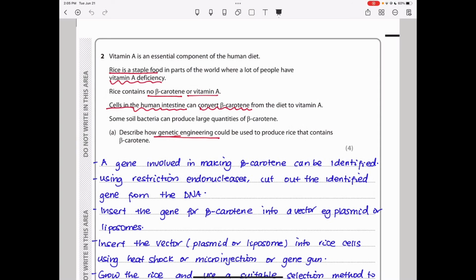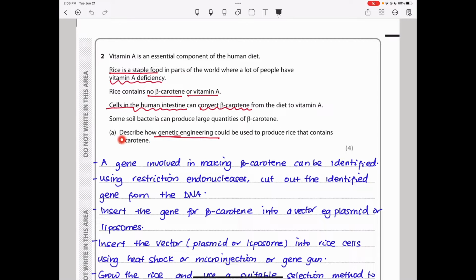Question 2. Vitamin A is an essential component of the human diet. Rice is a staple food in parts of the world where a lot of people have vitamin A deficiency. Rice contains no beta-carotene or vitamin A. Cells in the human intestine can convert beta-carotene from the diet to vitamin A. Some soil bacteria can produce large quantities of beta-carotene. Question A says, describe how genetic engineering could be used to produce rice that contains beta-carotene.